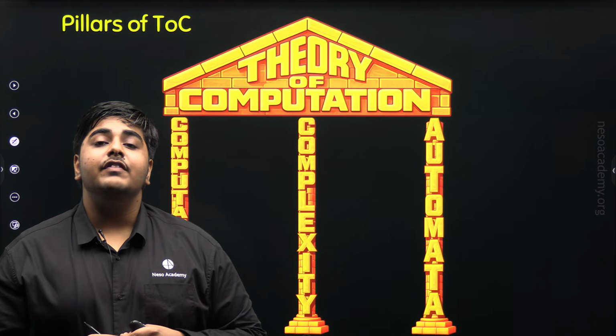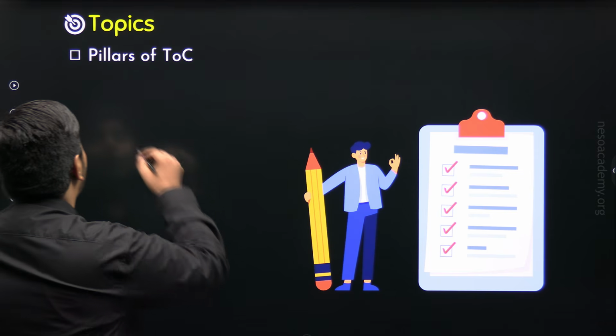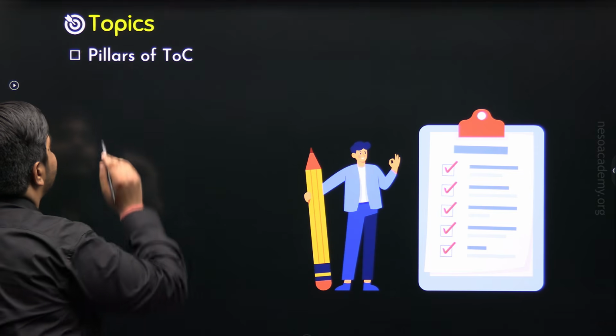In this way, we have completed our topic, pillars of TOC.